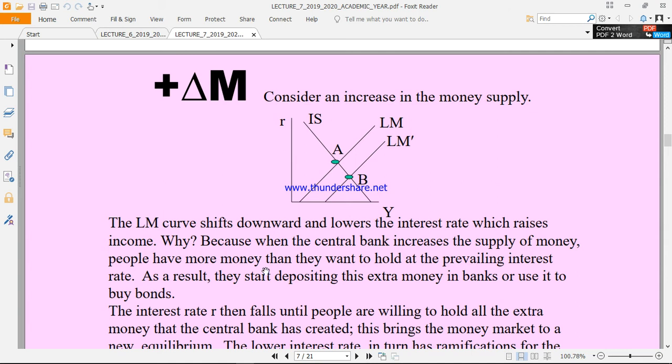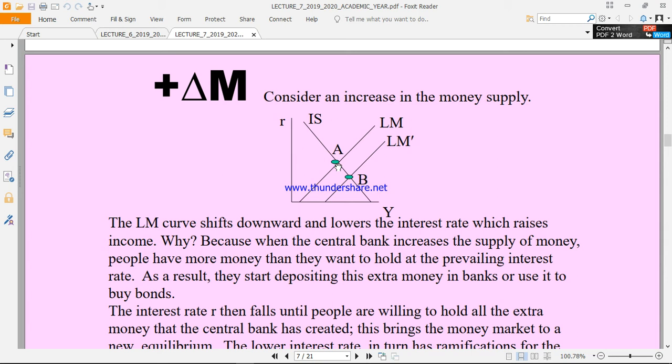Because when the central bank increases the money supply, people have more money than they would want to hold at the prevailing rate of interest, and as a result, they start depositing this extra money in banks or use it to buy bonds. Now that you have more money at your disposal, you may think, let me invest, let me deposit this money in banks, which means there's more money circulating, and investment is now possible. Even you and I that are not able to meet mortgage issues and everything, we are now able to.